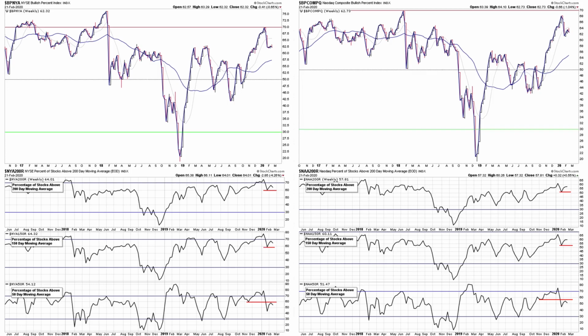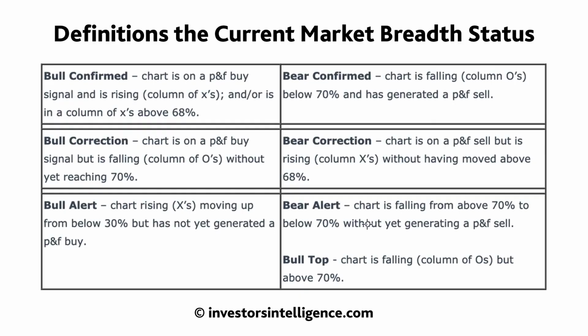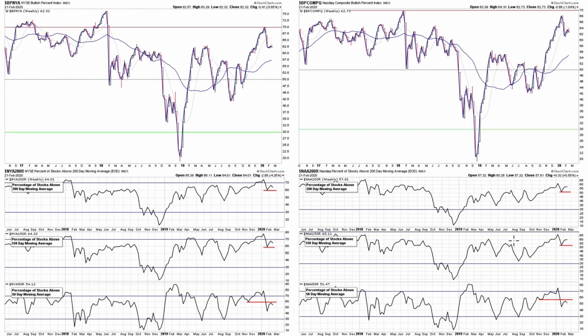For the bear alert signal, I did highlight some definitions here. Bear alert means that the chart is falling from above 70% to below 70% without yet generating a P&F sell signal. If we go back to the charts, obviously I'm using line charts here, but the P&F charts have not yet given that double bottom breakdown signal, so we remain on a bear alert here. Similar on the Nasdaq on the other side, both charts are making similar moves. So let's move on next.